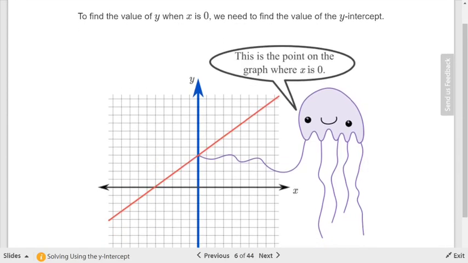So to find the value of y when x is 0, that's just simply the what intercept? Y-intercept. If x is 0, that's the value of the y-intercept. So in this particular case, you'll see that he's pointing toward where the y-intercept would be, right?